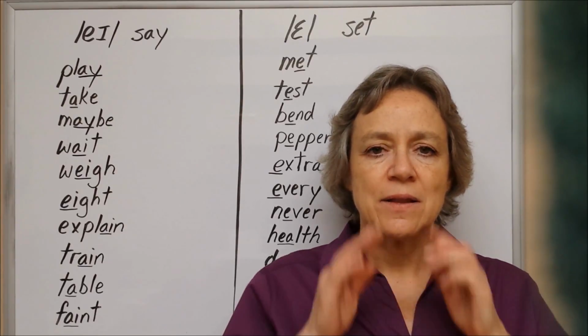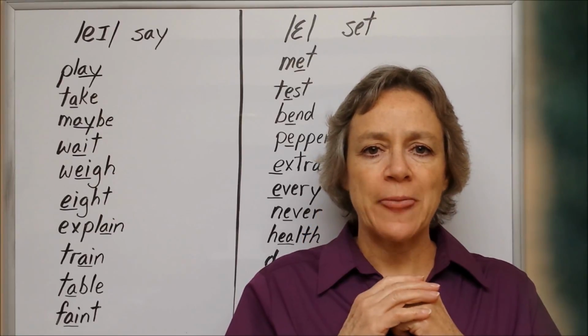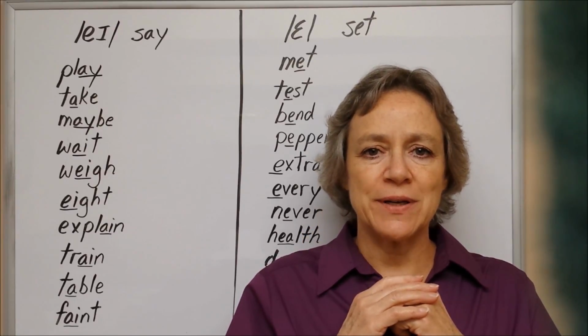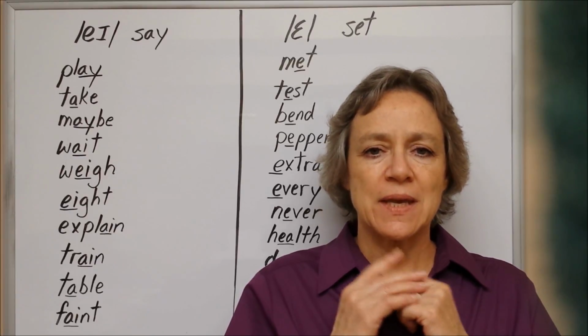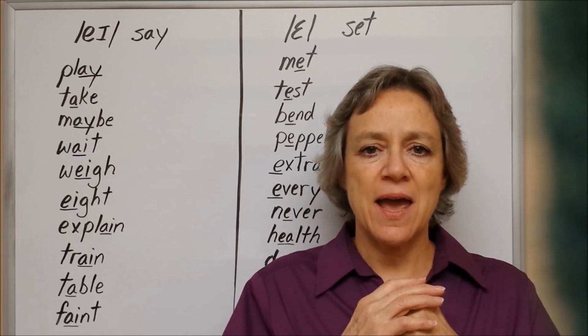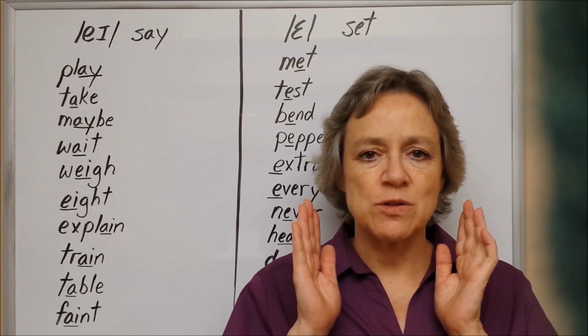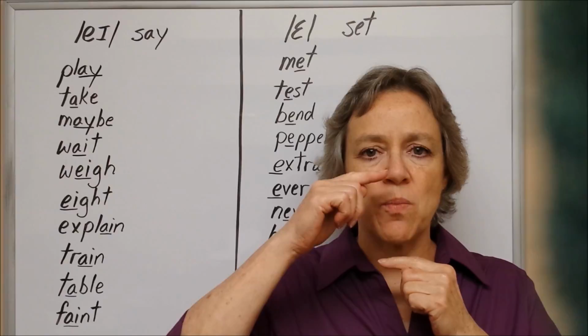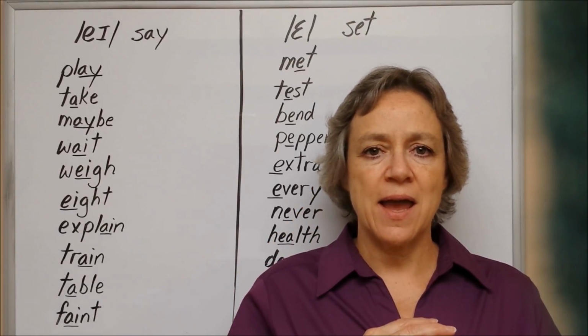A. The mouth is mostly spread, but not spread as much as for E. Remember, E was a high front vowel. This one is A, so the mouth is not spread as much, it's less spread, and it's open more this way. A.